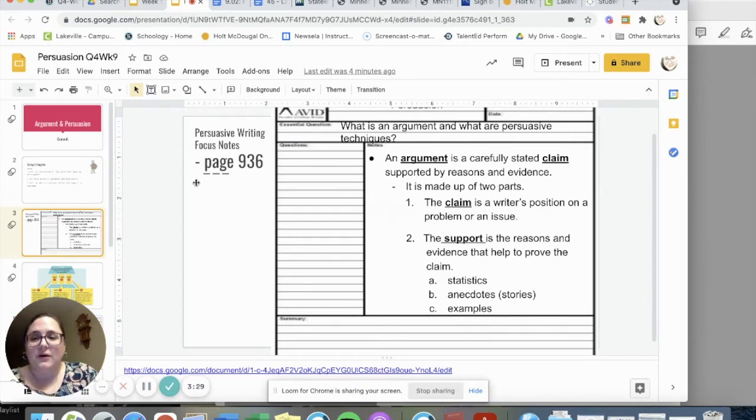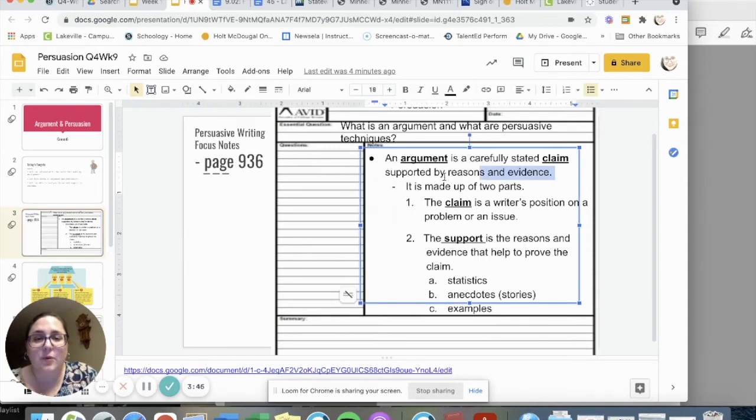All right, so our essential questions. What is an argument and what are persuasive techniques? So an argument is a carefully stated claim supported by reasons and evidence. All right, so this is the really important part right here. It can be supported by reasons and evidence, because it's made up of 2 parts. The claim is a writer's position on a problem or an issue. All right, that's your thesis statement, right? That's your claim. And then the support is the reasons and evidence that help to prove the claim.